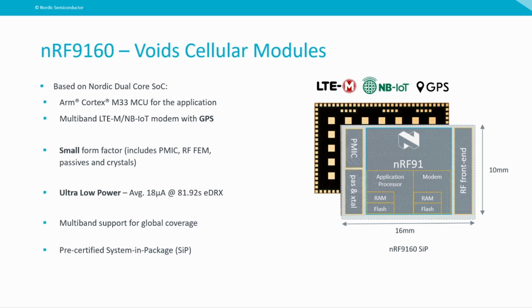So like I said, it has a small form factor. It includes all the power management IC on board. It has the RF front end and also the passives and crystals already inside. It has of course ultra low power, average current around 18 microamps at 81.92 seconds for eDRX in idle mode. And you have 2.7 microamps for power saving mode. When the modem goes to sleep for a very long time, it uses this power saving mode.